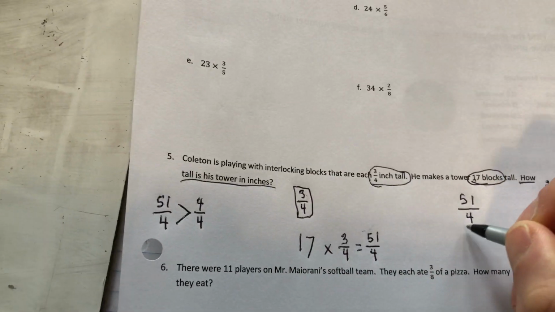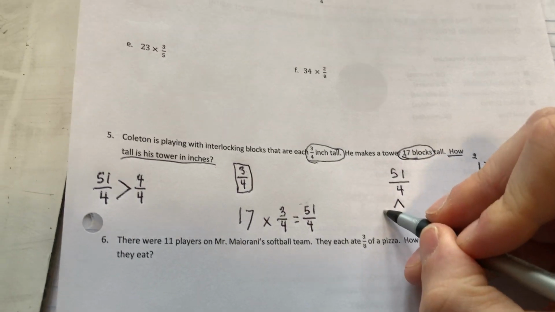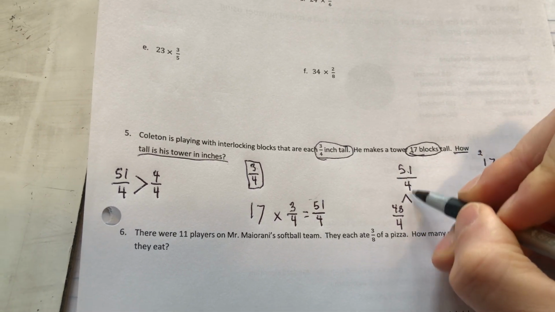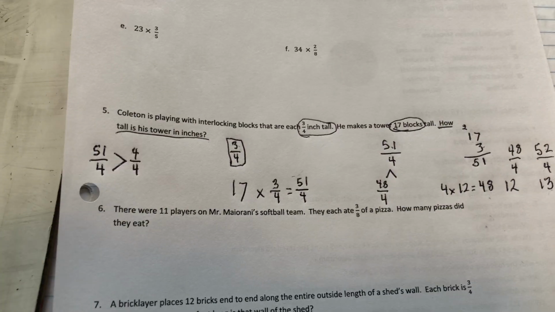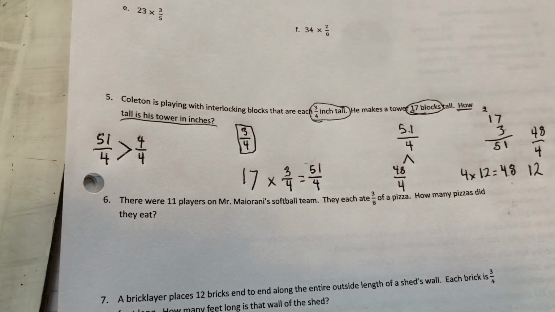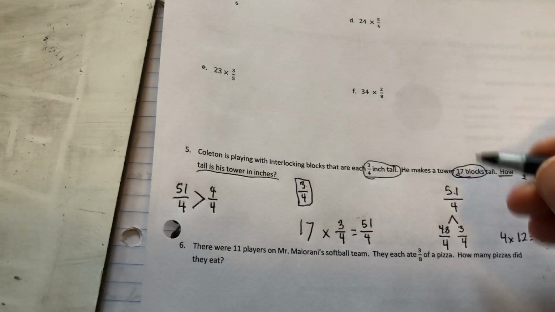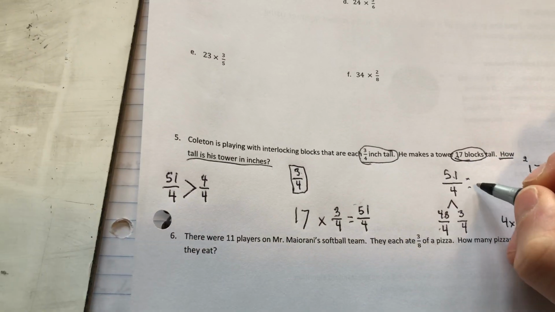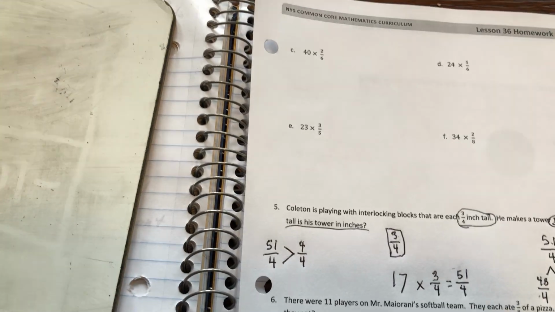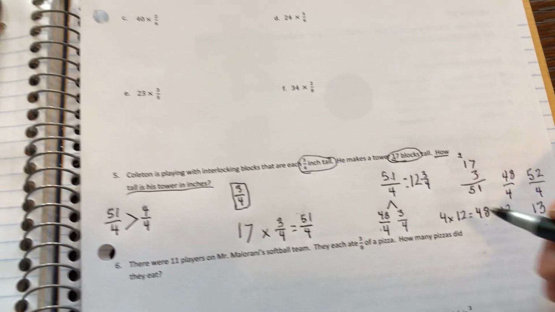So I'm going to break apart 51/4 with my number bond, and 12 is the closest whole number, and again that is 48/4. And 51/4 minus 48/4, I got 48, so I go 49, 50, 51, so that's 3 more fourths. Okay, so that equals, I know that 48/4 is equal to 12, and I have another 3/4. So Colton's tower is 12 3/4 inches tall.